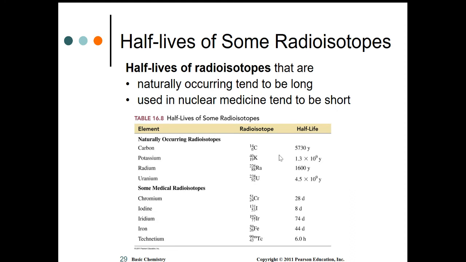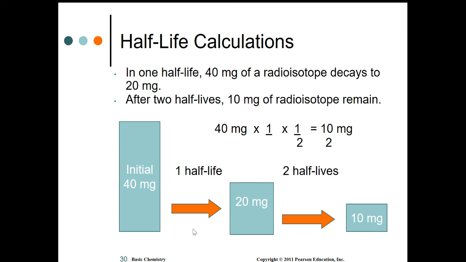Here, the half-lives of naturally occurring elements used in nuclear medicine tend to be short. So these are the half-lives of the following elements, how long the radiation will be stopped. So half-life calculations. In one half-life, 40 milligrams of radioactive isotope decays to 20 milligrams. After two half-lives, 10 milligrams of radioisotope remain. So from 40 divided by 2 is 20, divided by 2 is 10. The first half-life is here, the second half-life is here. All right.